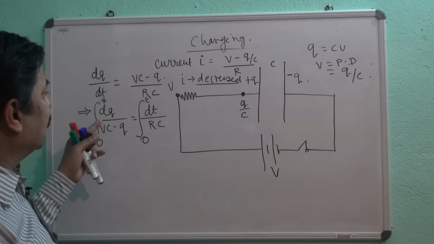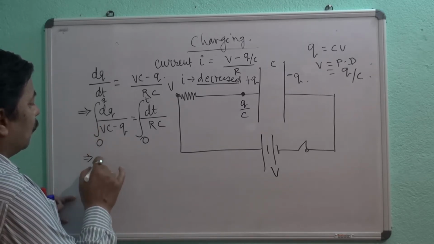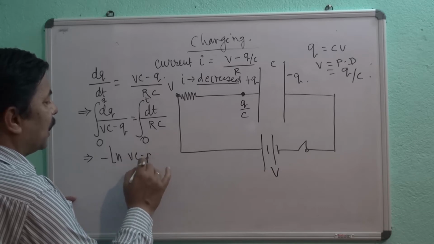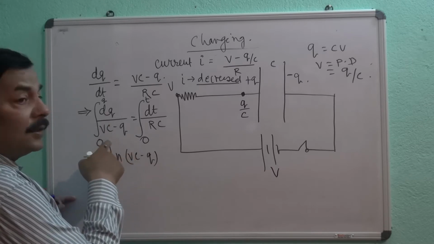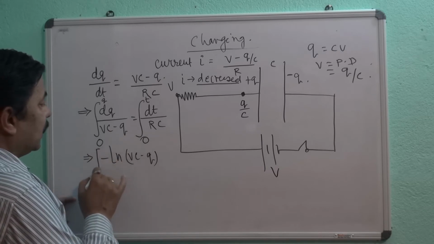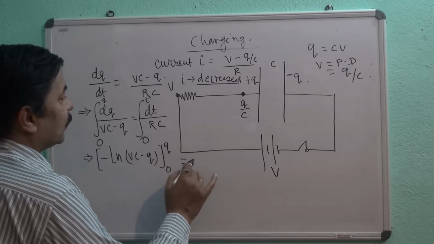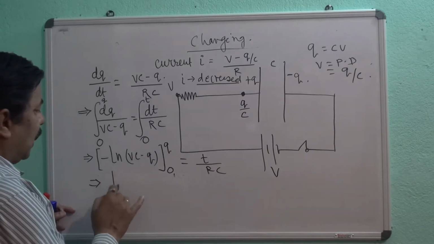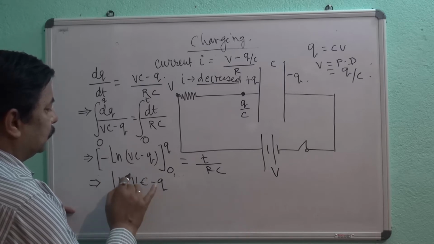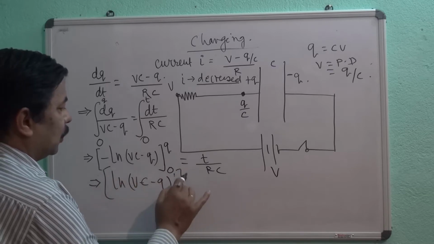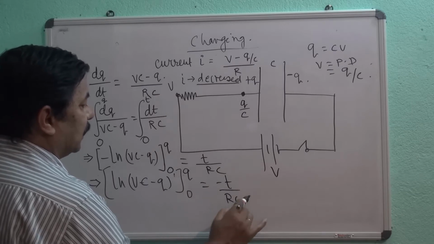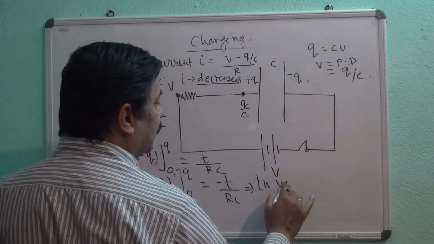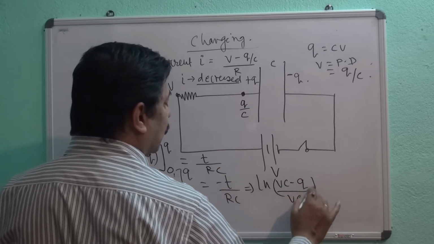So if you integrate, the integration will give you minus ln (Vc minus Q). Why minus log? Because the integration of 1 by x is log x, and here it is minus, and the integration limit is from 0 to Q, that is equal to T by RC. This can be written as ln (Vc minus Q) with limit 0 to Q equals minus T by RC, and this gives you, using log m minus log n equals log m by n, ln of (Vc minus Q) by Vc is equal to minus T by RC.